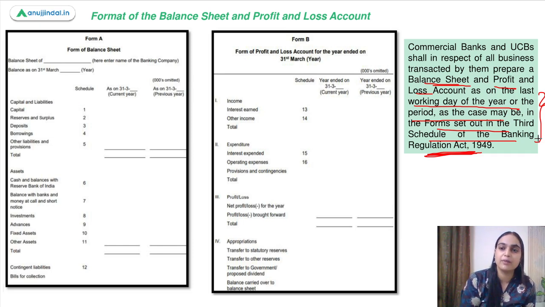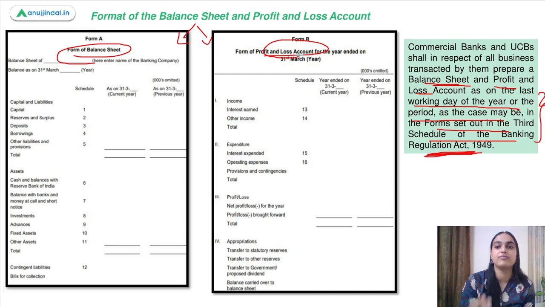So the commercial banks and the urban cooperative banks, on the last working day of the year, need to prepare the balance sheet and the profit and loss account in this very format. So the third schedule of the Banking Regulation Act, this Form A, Form B, tells you how to make a balance sheet and how to make a profit and loss account. So this is the format of the balance sheet and this is the format of the profit and loss account. These are some important financial statements which commercial banks and urban cooperative banks will make at year end.